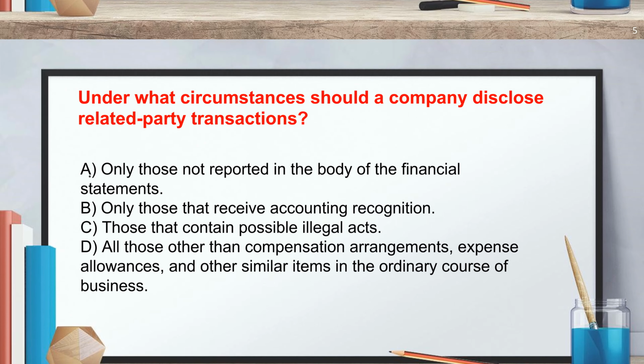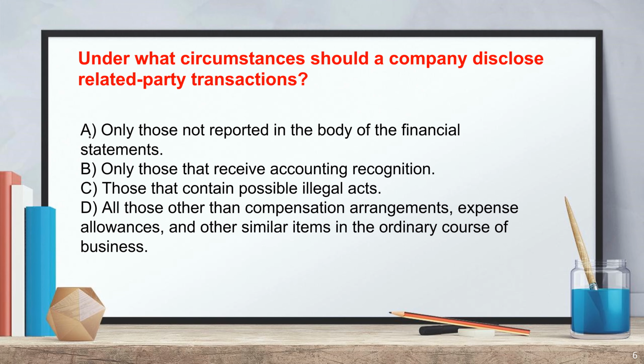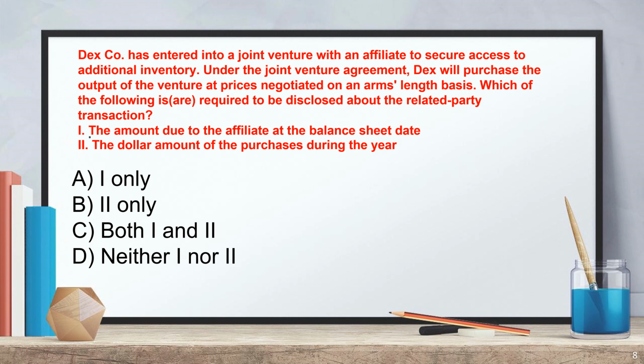Question 3. Under what circumstances should a company disclose related party transactions? The correct answer is D. Companies must disclose material related party transactions, excluding routine compensation arrangements and expenses that occur in the normal course of business.